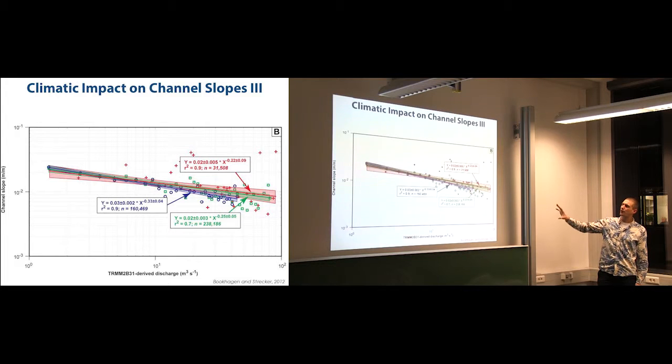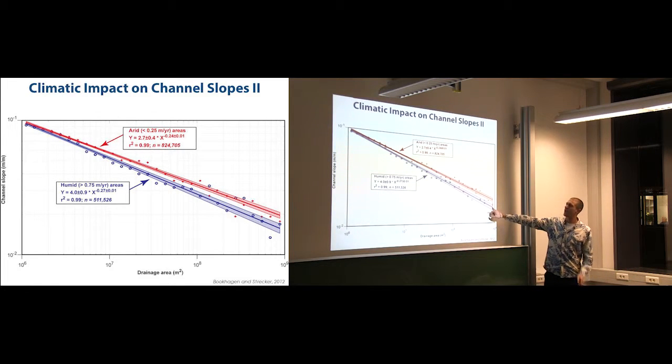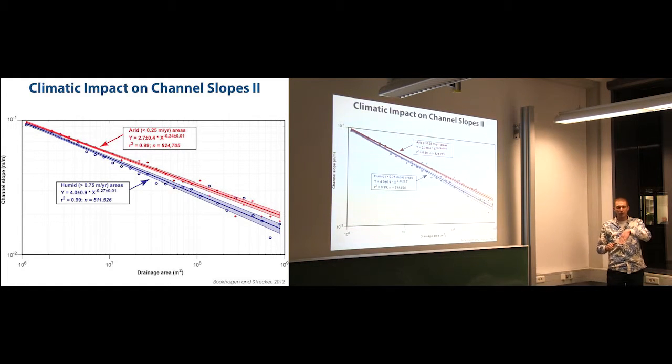So the bottom line of this story is, if you have landscapes that have a lot of water, you tend to have lower slopes because you just need less gravitational driving force, because your water is transporting a lot of material. If you have a very arid region where you have less water available, you need steeper slopes to transport the same amount of material.